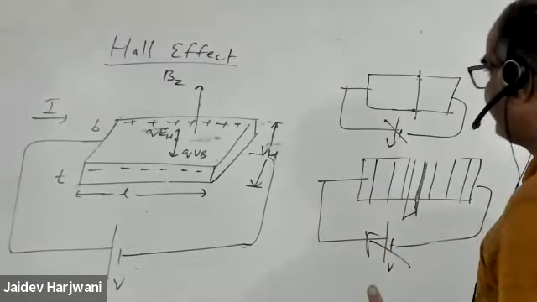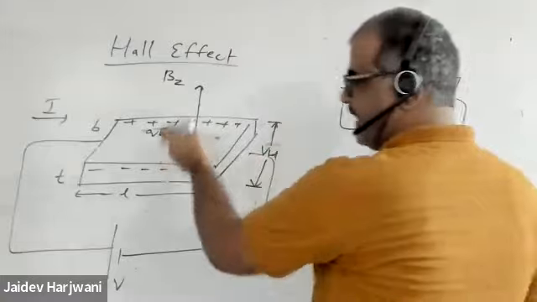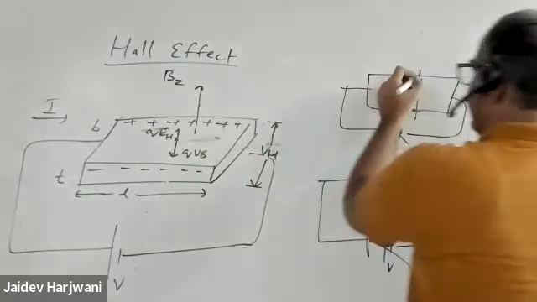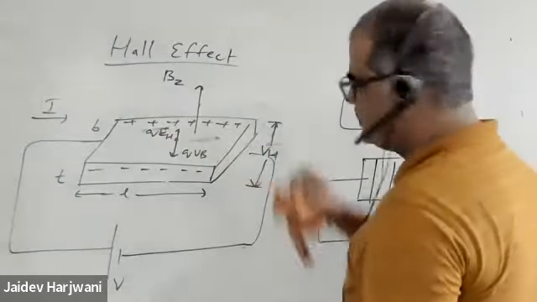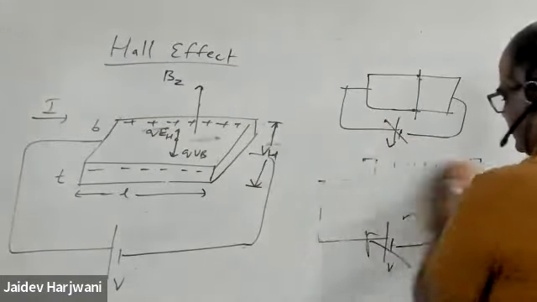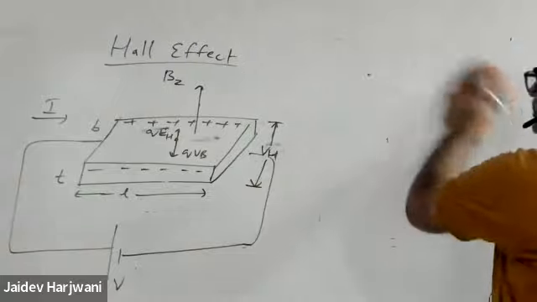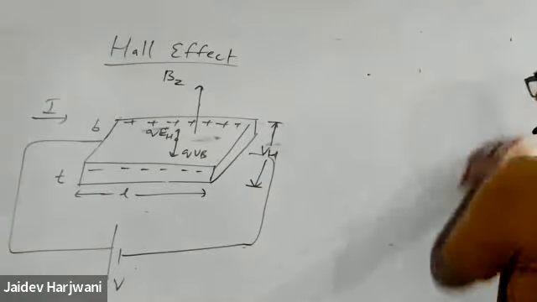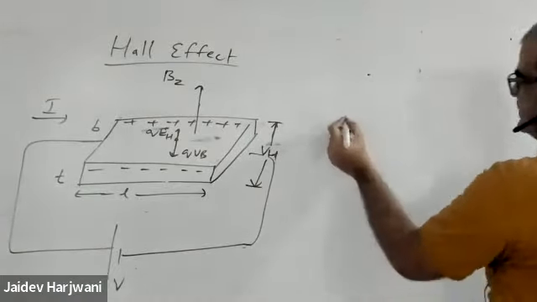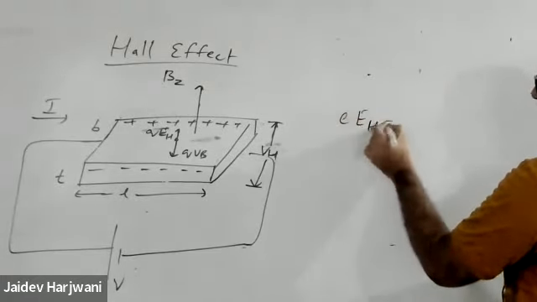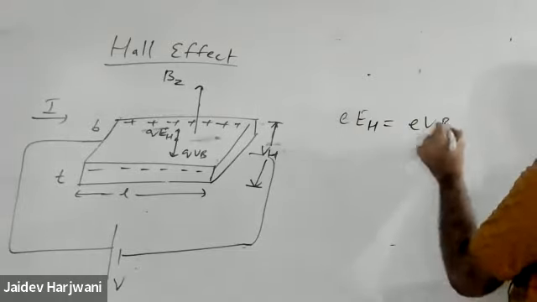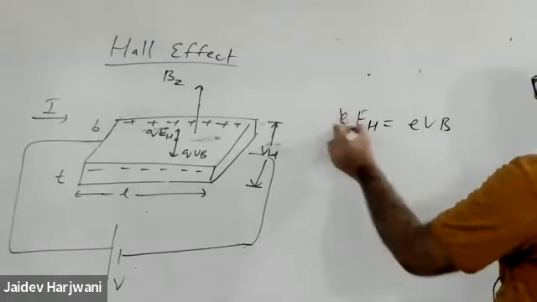Now, when you apply a magnetic field, then on this equipotential surface a voltage will develop. That voltage is called Hall voltage. Now this Hall voltage, what it will do, it will balance this force, EH balancing the force from E and B. So this is E.